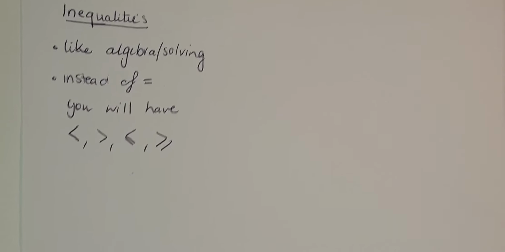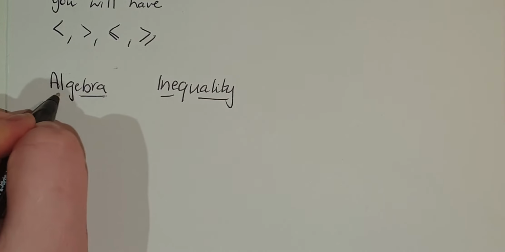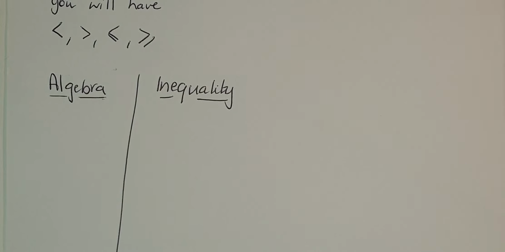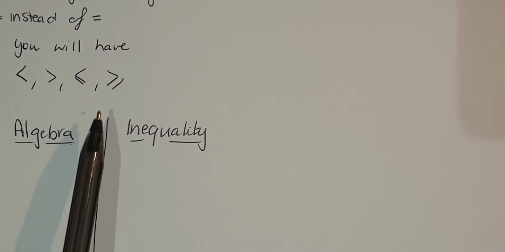Okay, so instead of having that symbol there, we're now going to have these symbols here. For example, on this side I'm going to do algebra, on this side I'm going to do inequality. I'm going to do a couple of examples. However, in both examples, I'm going to use the exact same question. The only thing that's going to change is I'm going to have a greater than or equal sign, a less than or equal sign, a greater than sign or a less than sign rather than an equal sign.